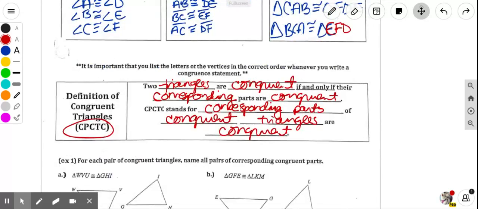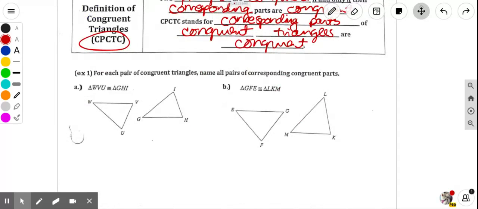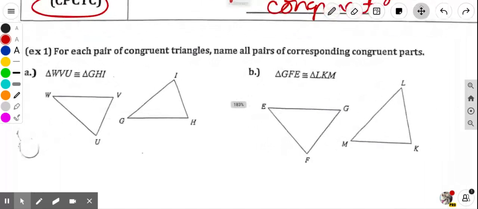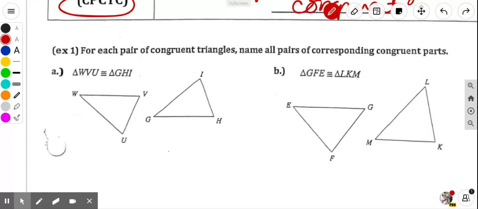Okay. So for an example like this, it says for each pair of congruent triangles, name all pairs of corresponding parts. I'm just going to label them to save time, but it's basically the same thing that we did in the top example. But each triangle is in a different orientation, they're not facing the same way, so sometimes it can be a little trickier. I'm going to start with W and G. They can get one arc. V and H, they can get two. And then U and I are last.